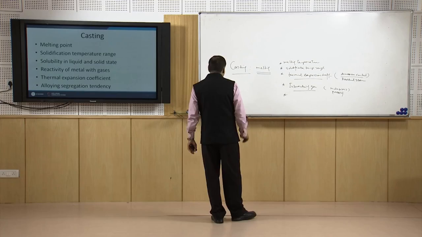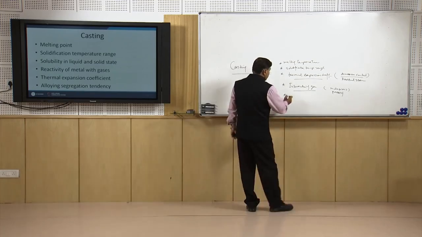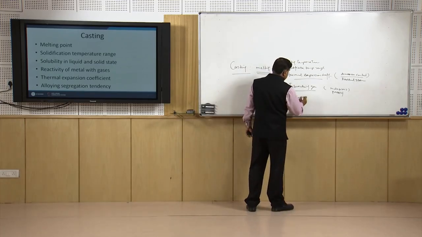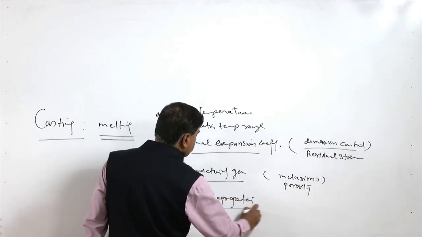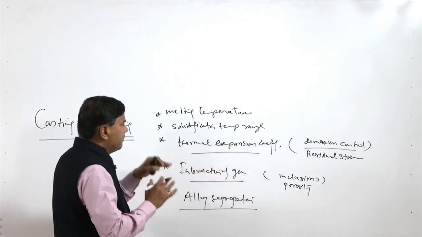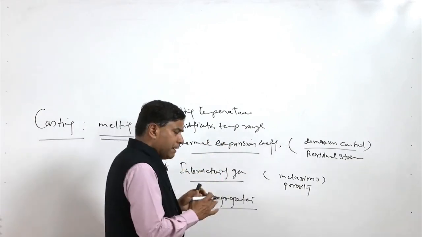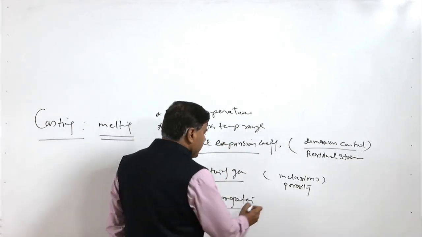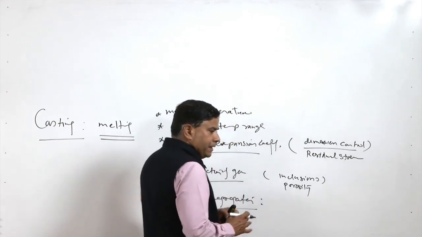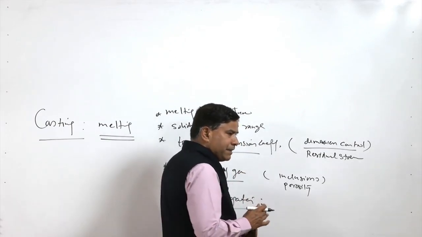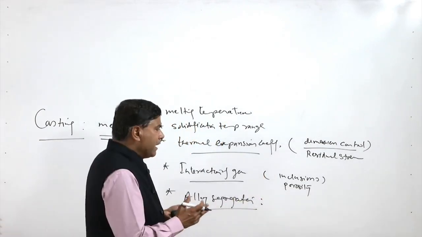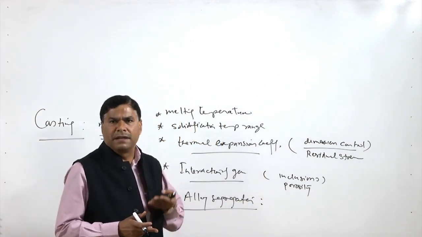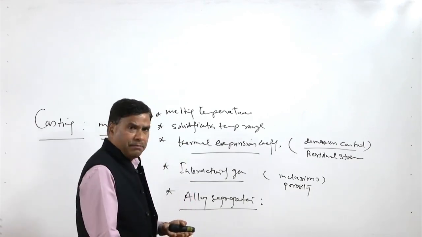And then alloy segregation tendency. This will be more in the systems having a wider solidification temperature range. At the same time, if the alloying elements have a larger difference in terms of physical properties, then they will have a tendency to segregate either at the top or at the bottom.